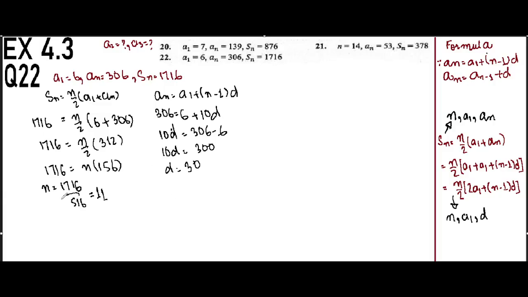Now we have the value of d, we have the value of n, so we can easily find a2 is equals to a1 plus d. It is equals to a1 is 6 plus 30 is equals to 36. Then we have a3 is equals to a2 plus d, and a3 is equals to a2 is 36 plus d is 30. It is equals to 66. So these are the values.